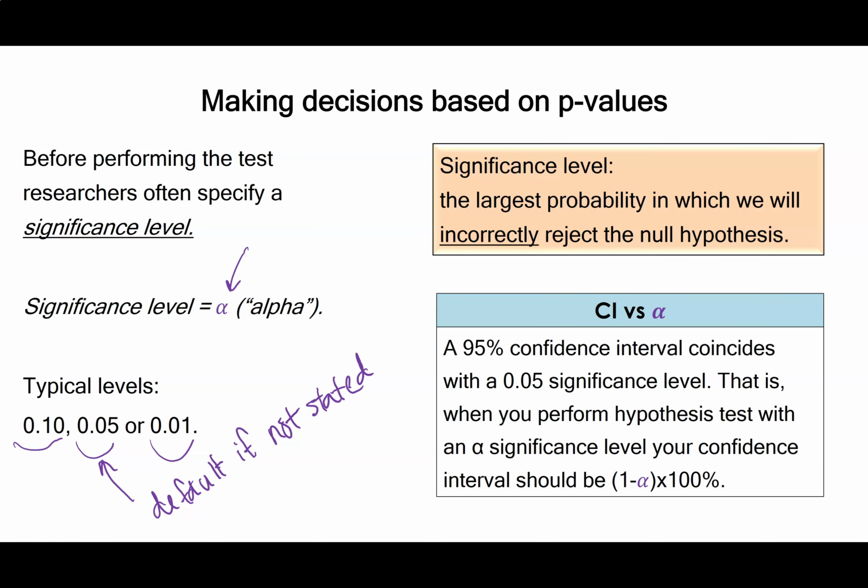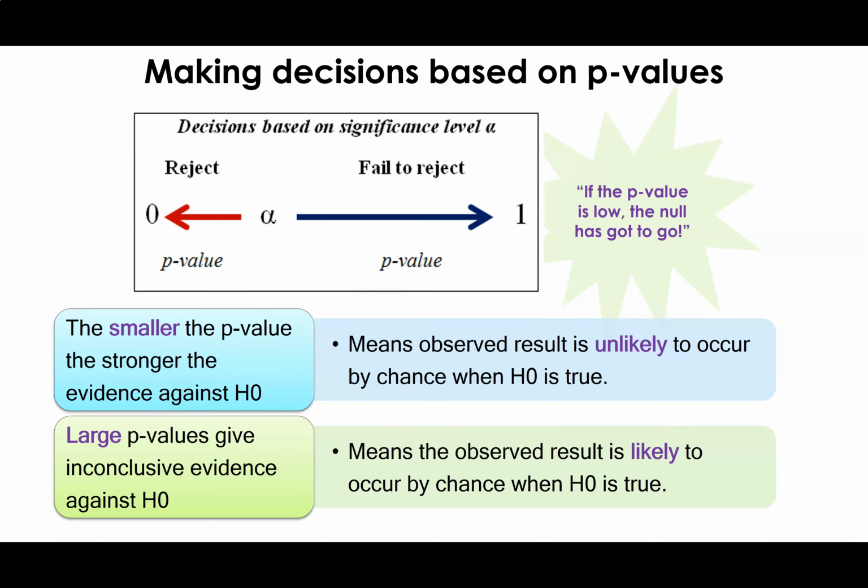Here we go. If our p-value is smaller than our significance level, we reject. If it's bigger than our significance level, we fail to reject. Small p-values make us happy, right? We like our p-values low. If the p-value is low, then the null has got to go. If you've seen that p-value song, that's from the p-value song.